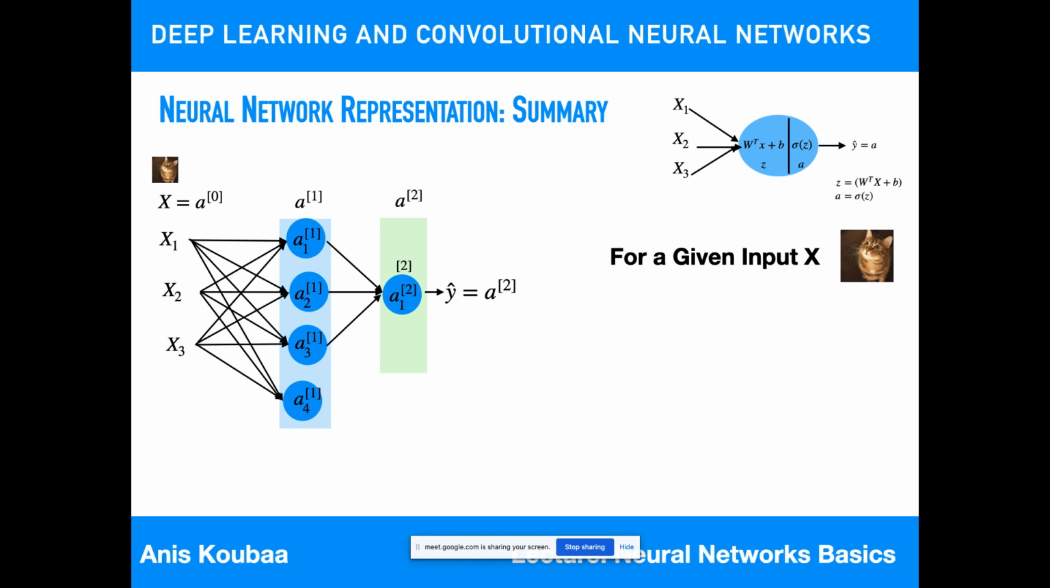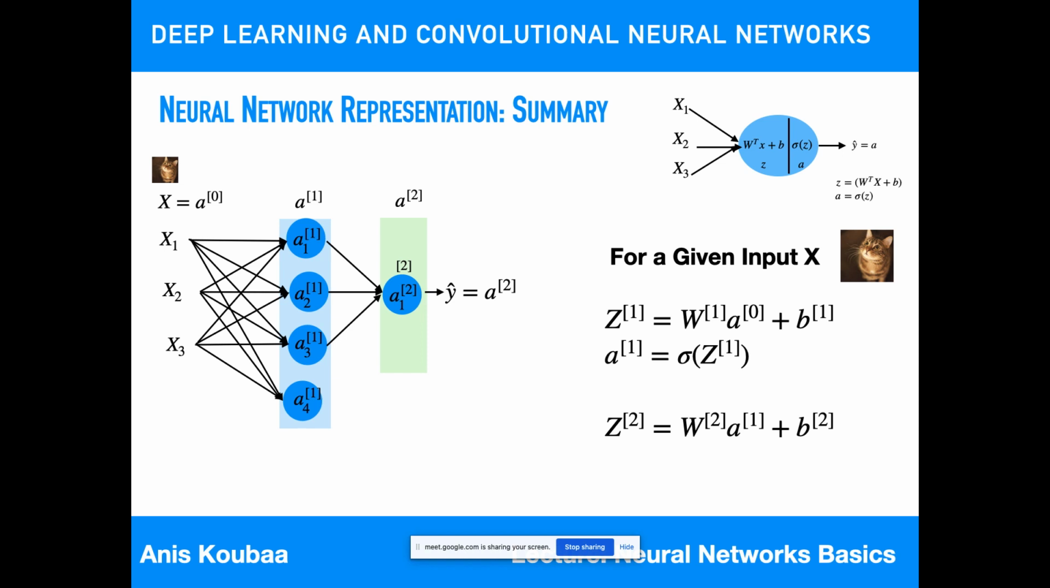Okay, so let's make a summary. Given a neural network with one hidden layer and one output layer, we calculate the different output values A of L in each layer L. For the first layer, we have Z1 equal to W1 A0 plus B1, and then we can calculate A1 equal to the sigmoid of Z1. Now, considering this neuron, it will have an output A1, which will be multiplied by W2 plus B2. So basically, we have the same equation for every layer. Only the index changes.